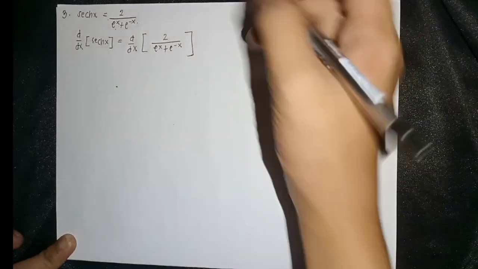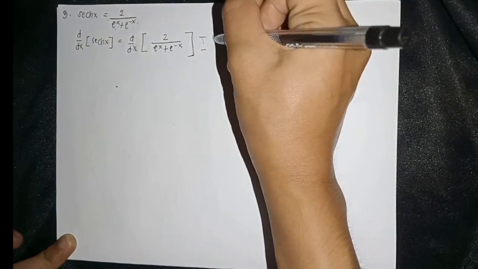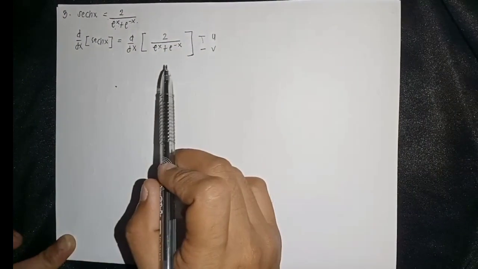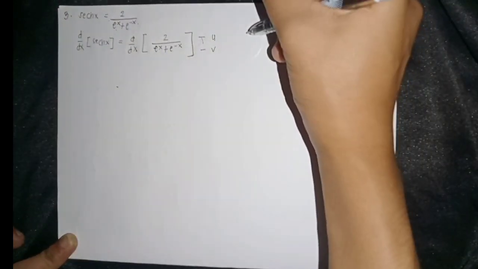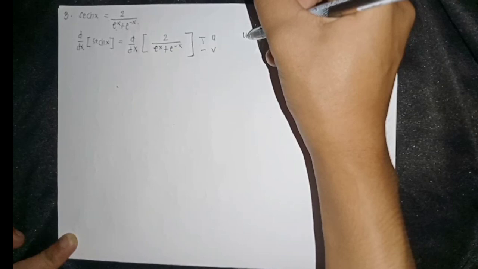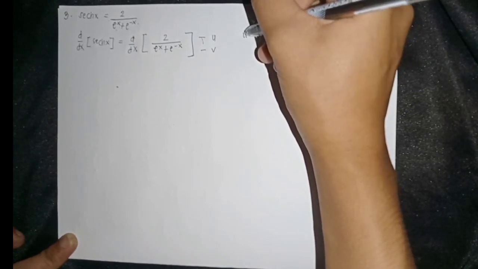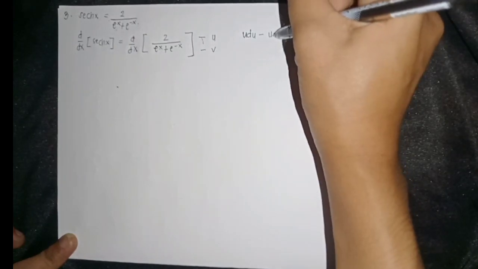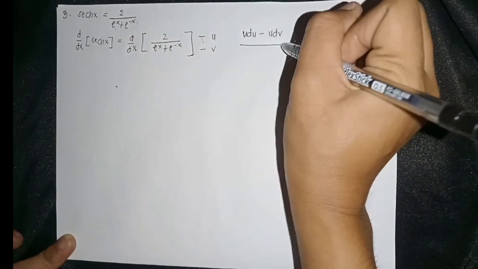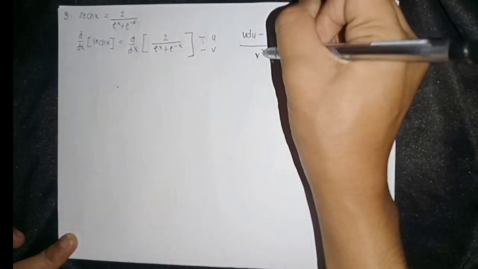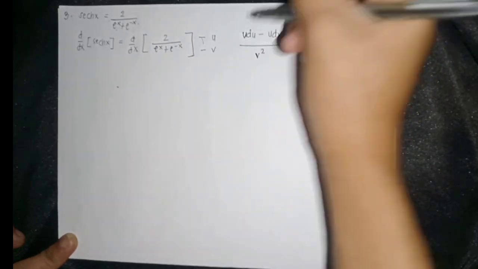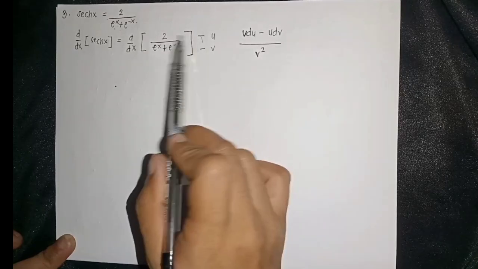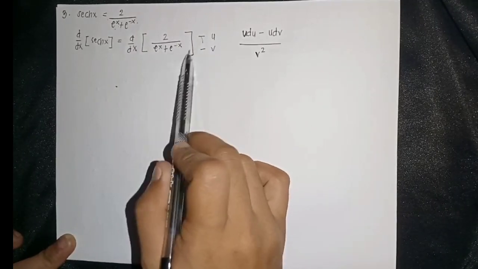In differentiating 2 all over e raised to x plus e raised to negative x, we must use the formula of the quotient rule. So what is the formula of the quotient rule? The formula of the quotient rule is v du minus u dv all over v squared. We can use this formula to differentiate this equation.